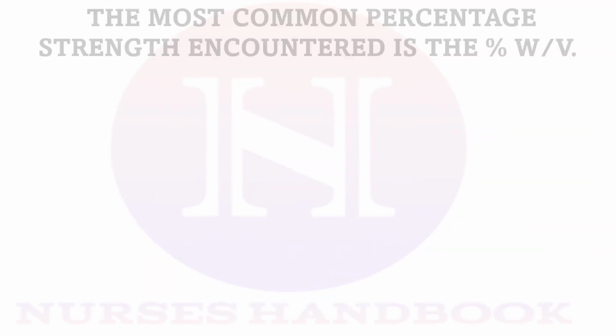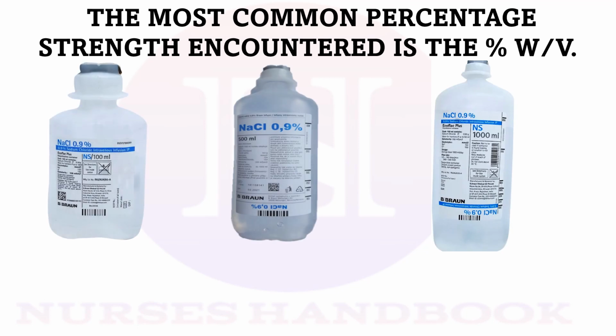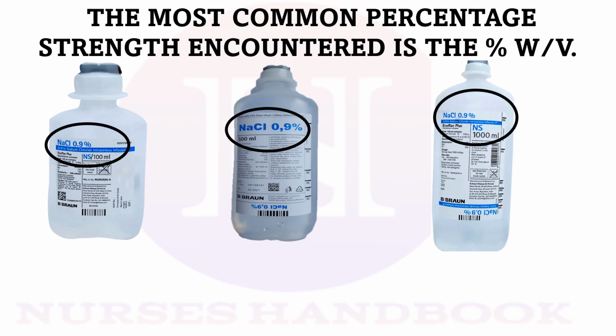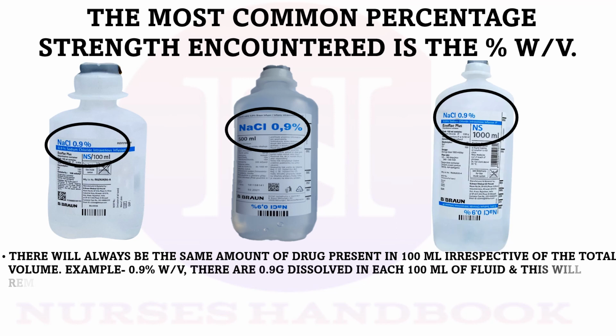As I have already mentioned, the most common percentage strength encountered is the percentage W by V, that is weight by volume. Here I want to clear one thing for you. As you can see here, we have 3 bottles of sodium chloride solution. The first one is of 100 ml, the second one is of 500 ml, and the third one is of 1000 ml. But on each of these bottles, the percentage concentration is 0.9%. So what we have to keep in mind is there will always be the same amount of drug present in 100 ml irrespective of the total volume.